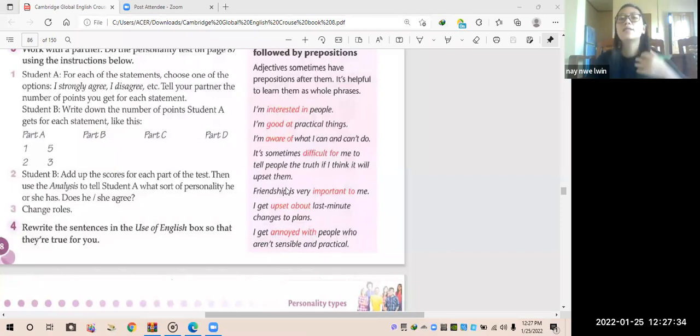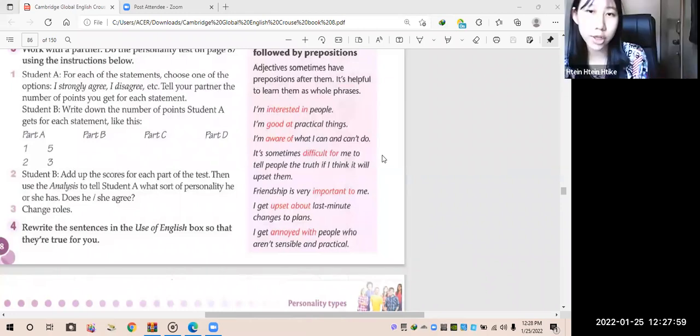So there are so many adjectives that go well with a preposition. For example, famous for, notorious for, short of, tired of. So there are so many expressions. But in this chapter, we have to memorize only interested in, good at, aware of, difficult for, important to, upset about, annoyed with. Have you got it? Yes, teacher. Do I need to explain that again?